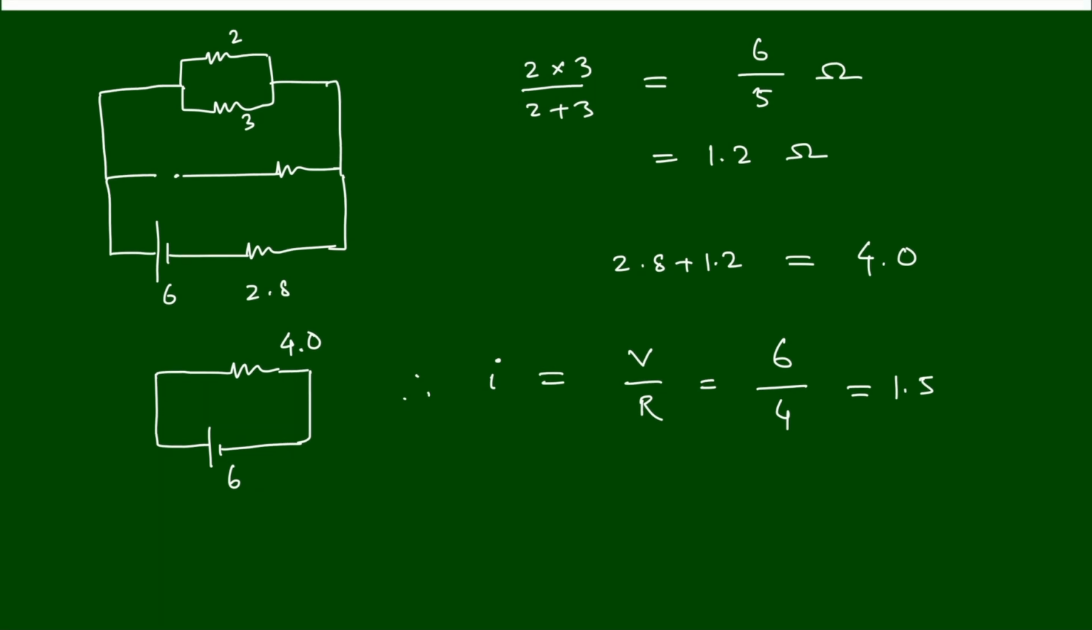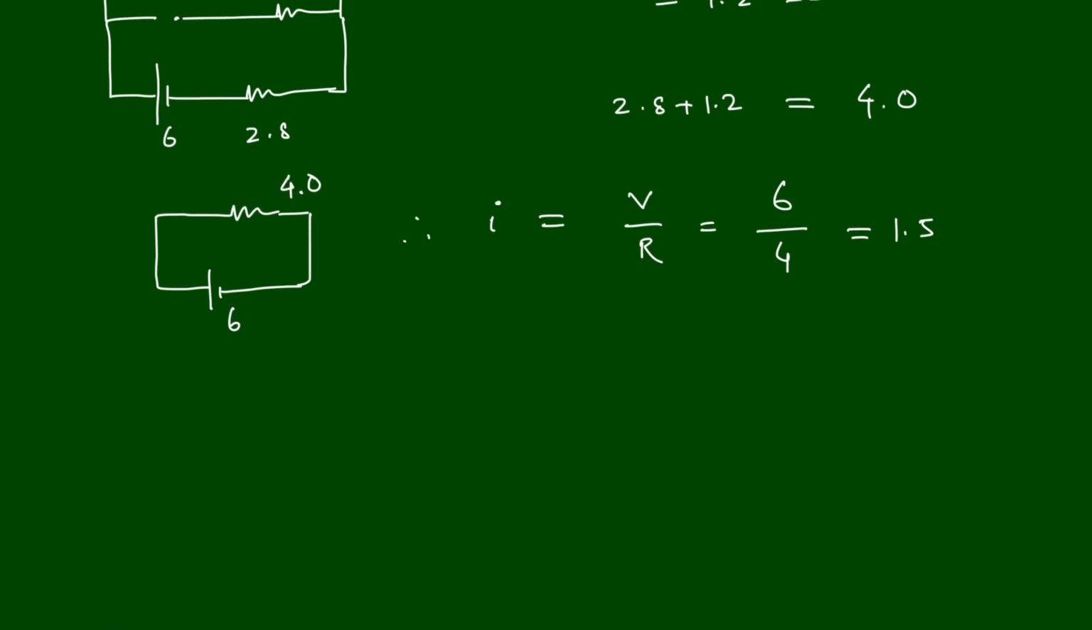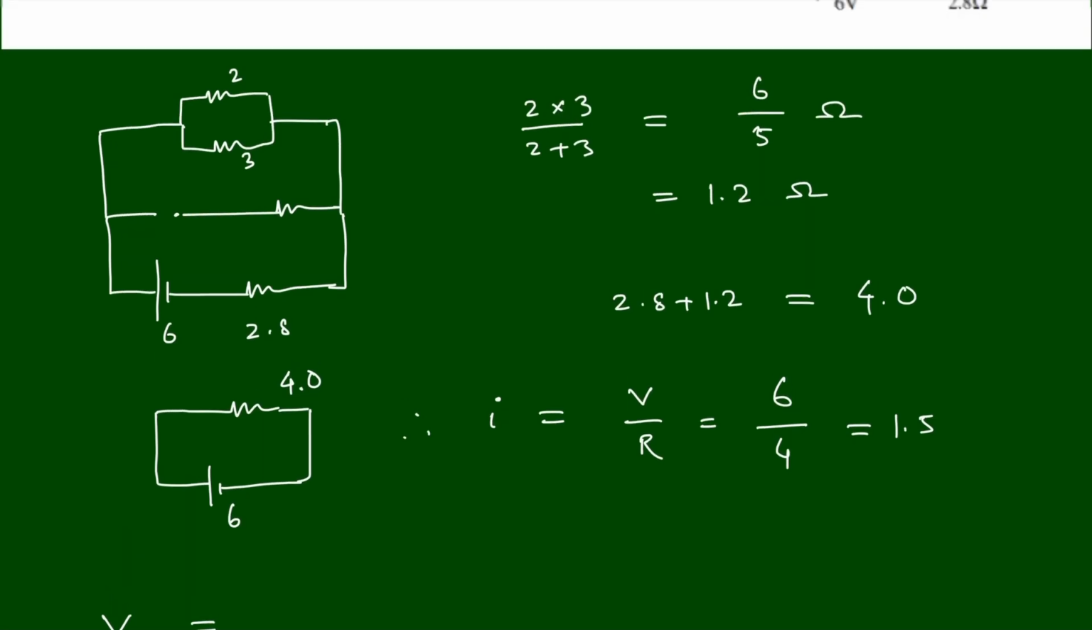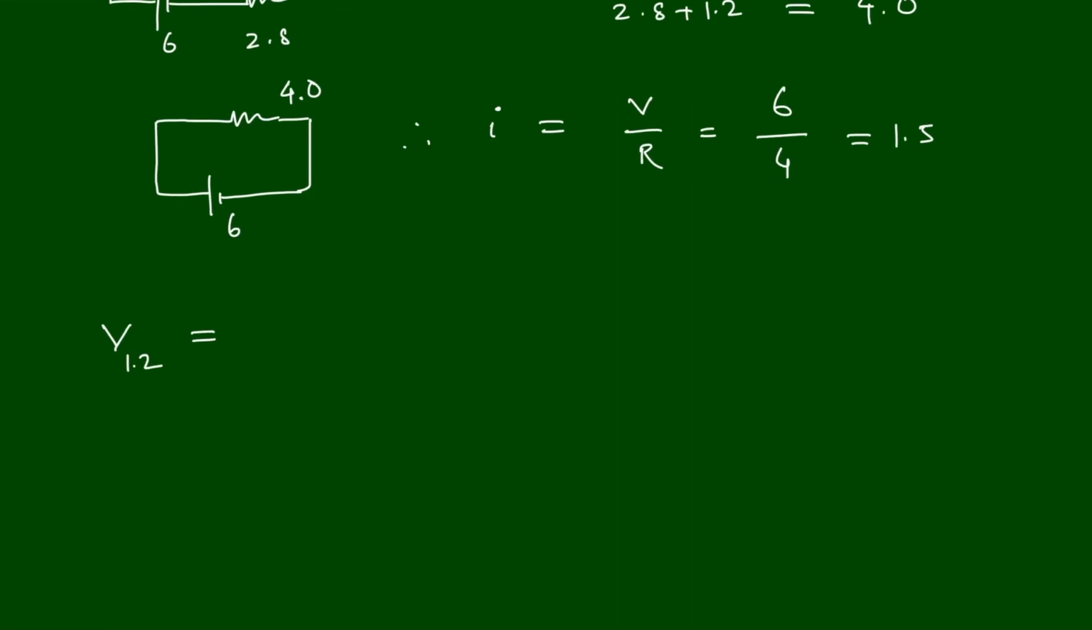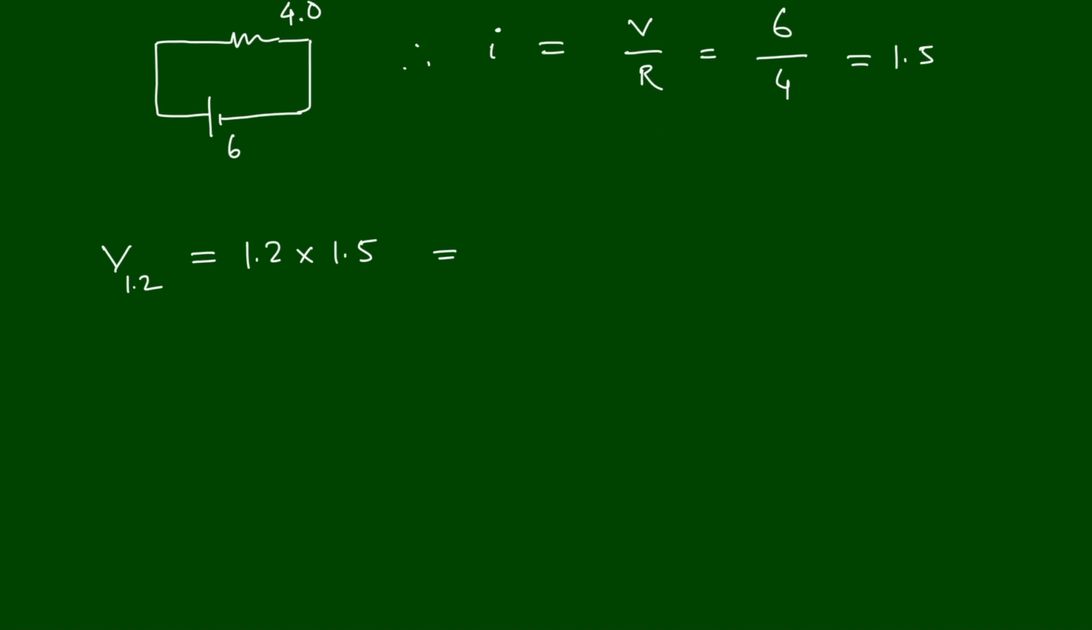Now the potential difference across this branch, the potential difference across the 1.2 ohm resistance, is equal to current into resistance. So 1.2 into current 1.5, then you will get 1.8 volt.